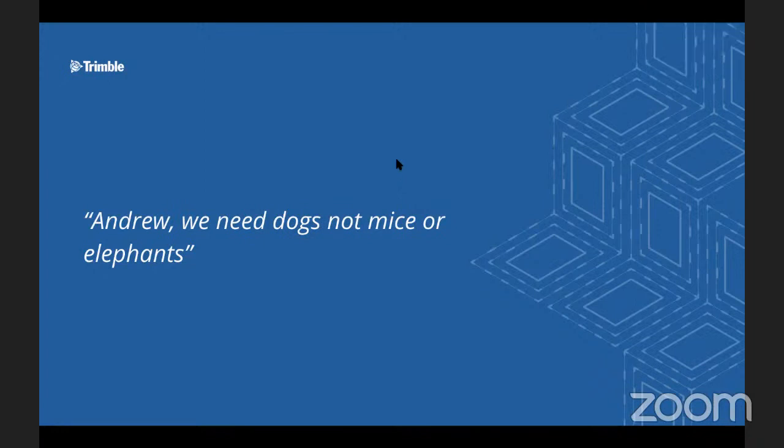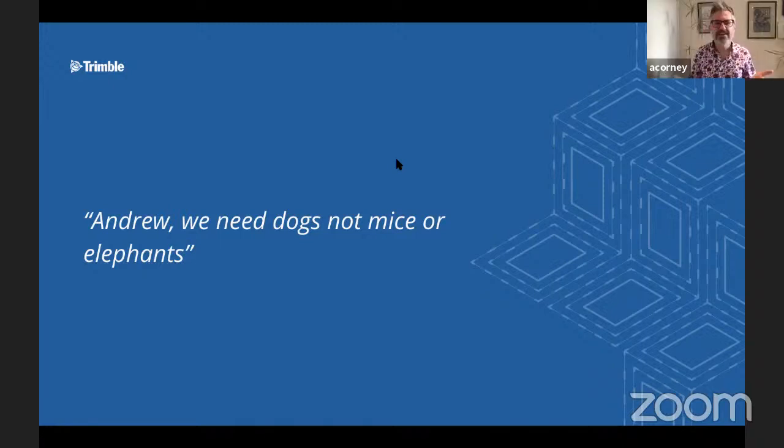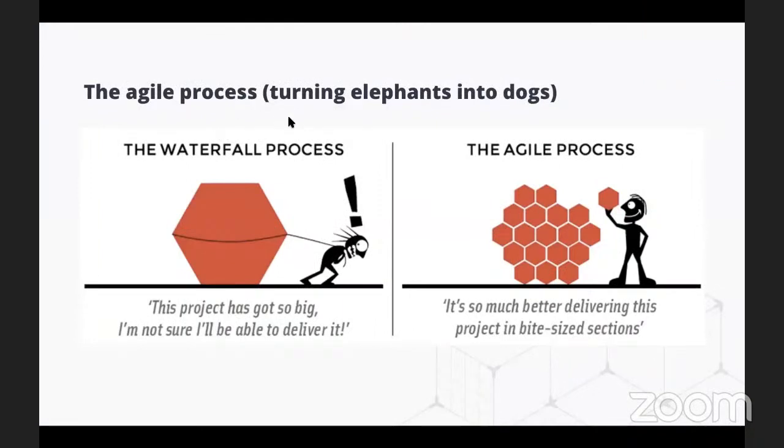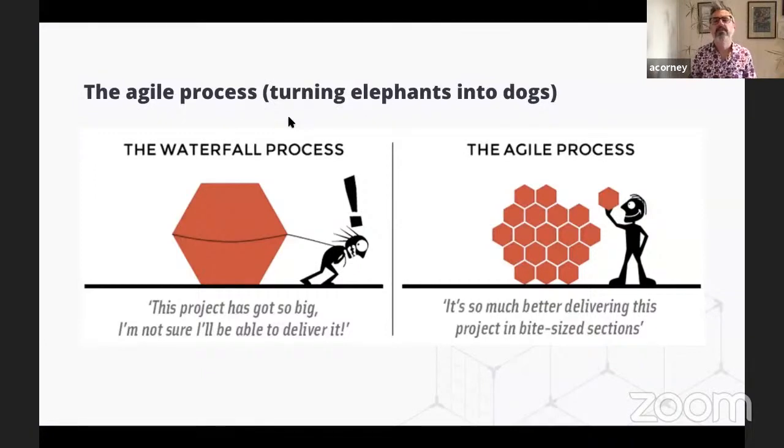Okay, Andrew, we need dogs, not mice or elephants. So what am I talking about here? We need dogs, not mice or elephants. Well, I would say the Agile process is to some degree about turning elephants into dogs.